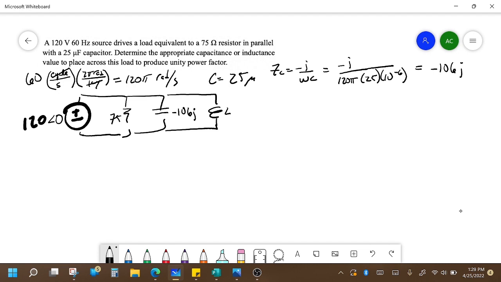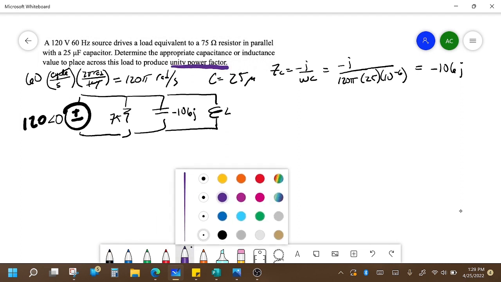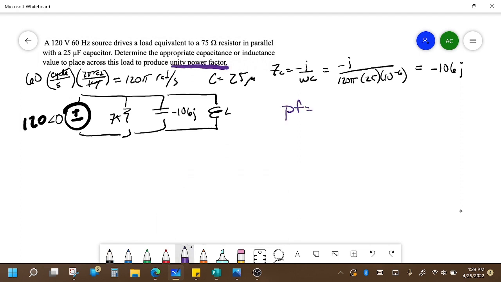Well, they want unity power factor, right? They said it here, unity power factor. So let's figure out kind of what that is. Power factor equals the cosine of the angle of the voltage minus the angle of the current, right? And you want it to equal 1. So cosine of what equals 1? Cosine of 0 equals 1. Therefore, the angle of the voltage source minus the angle of the current coming from that source, that's where the power factor is coming from. That has to equal 0, right?